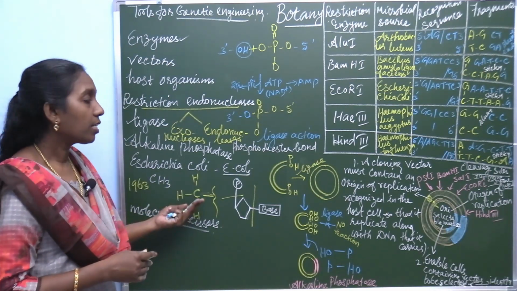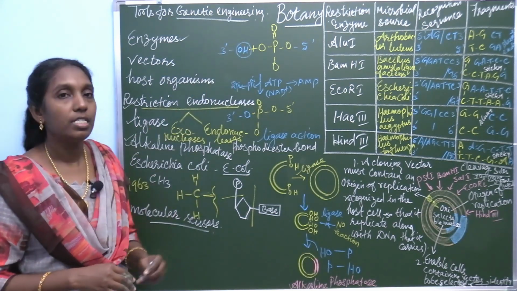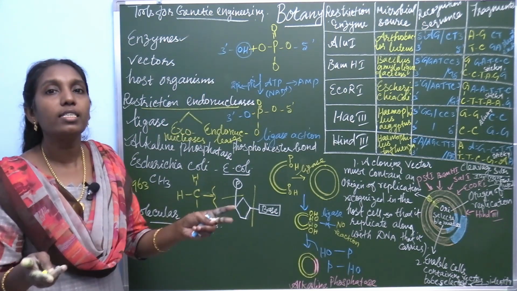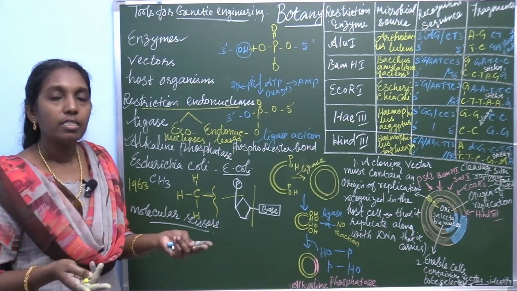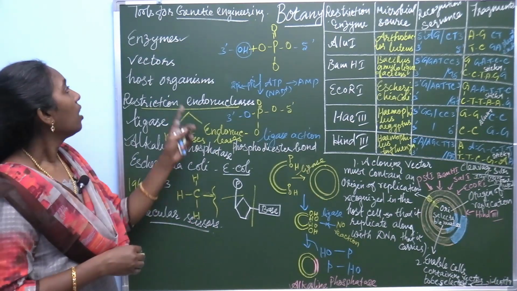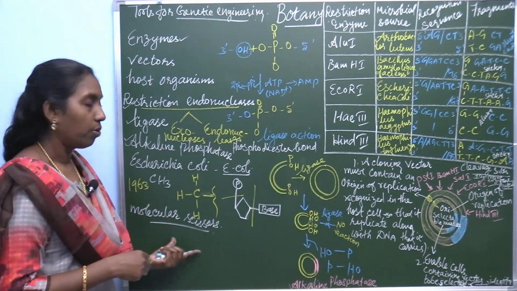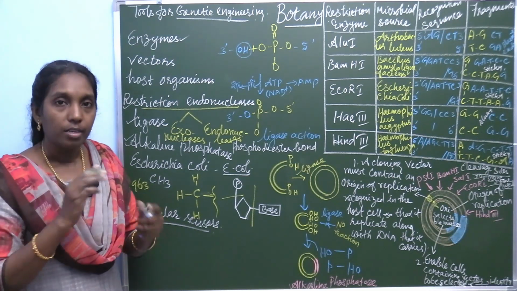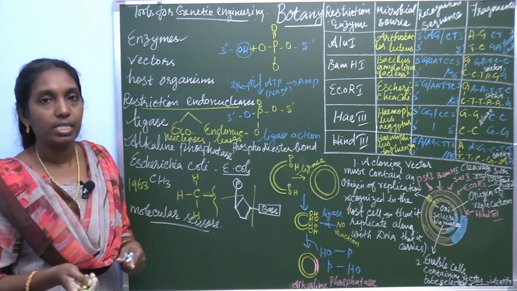Now, these restriction endonucleases are involved in genetic engineering technology to alter the DNA sequences. So, for altering this, vectors are important. Then what is the role of this enzyme, the restriction endonuclease? It recognizes a specific site. It cuts at a specific site.